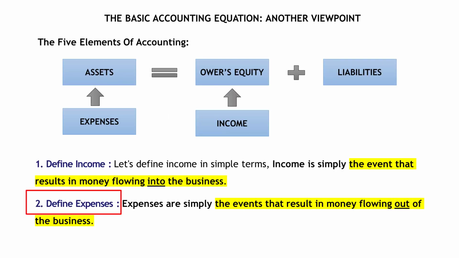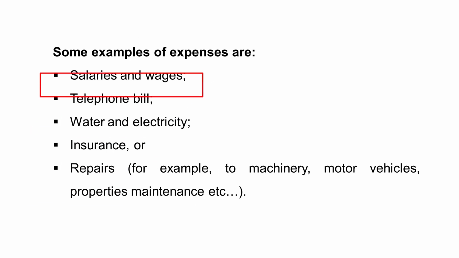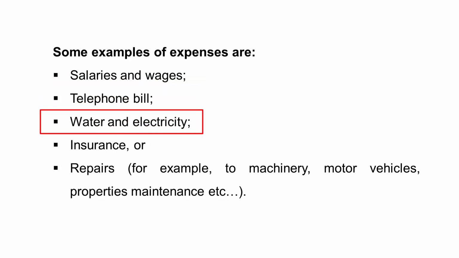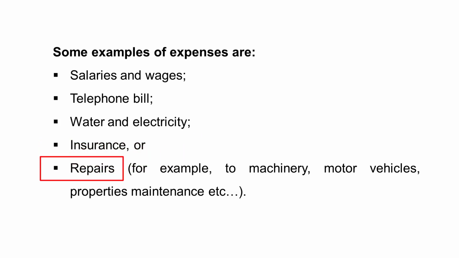Let's now define expenses. If we define income as the event that results in money flowing into the business, then how do you think we define expenses? Expenses are simply the events that result in money flowing out of the business. Examples of expenses: salaries and wages, telephone bill, water and electricity, insurance or repairs, for example, to machinery, motor vehicles, properties, maintenance, etc. In summary, expenses are the opposite of income.